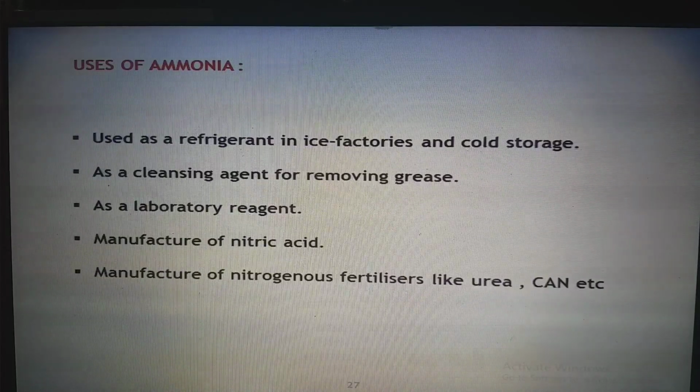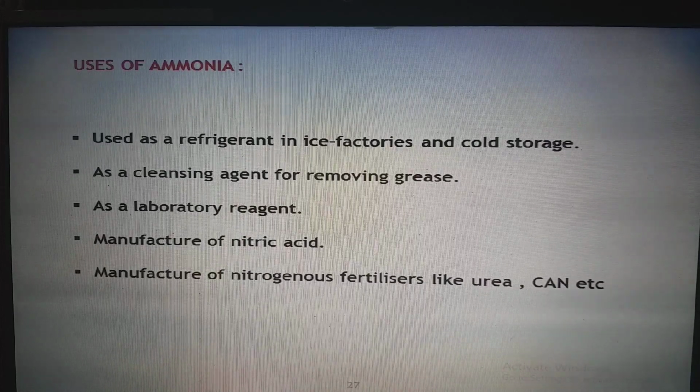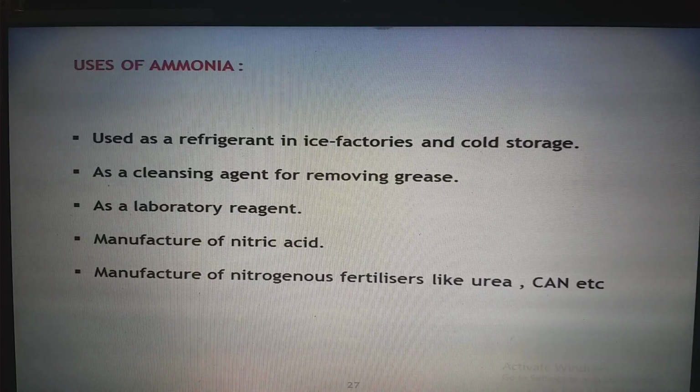Uses of ammonia. Ammonia is used as a refrigerant in ice factories and cold storage. It is used as a cleansing agent for removing grease. It is used as a laboratory reagent. It is used in manufacturing of nitric acid. It is also used in the manufacturing of nitrogenous fertilizers like urea, CAN, etc.